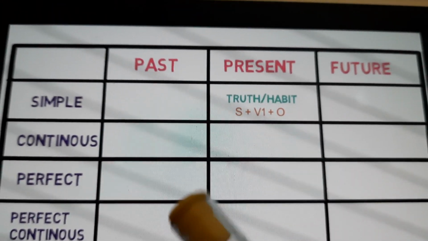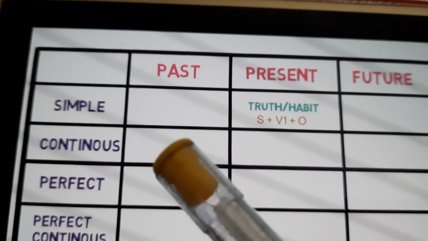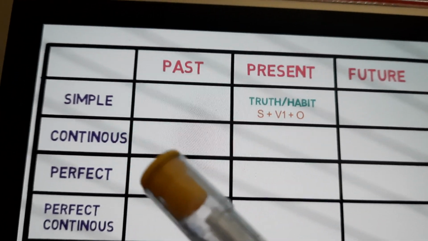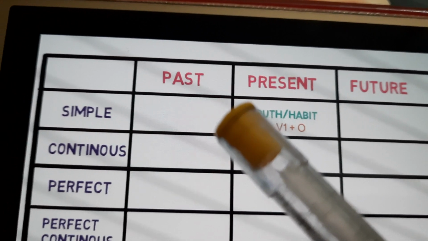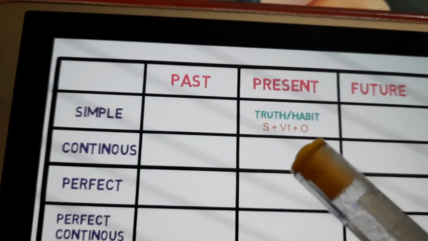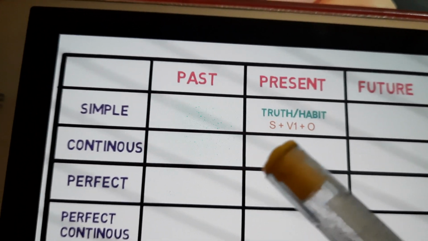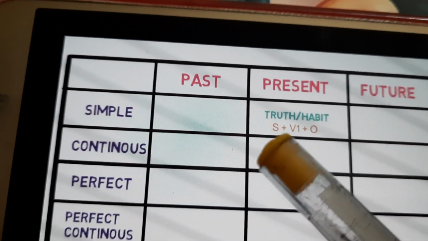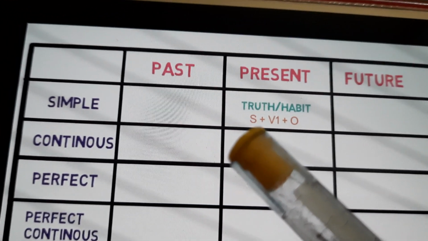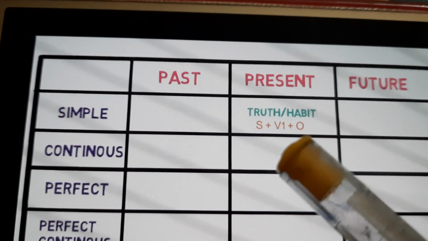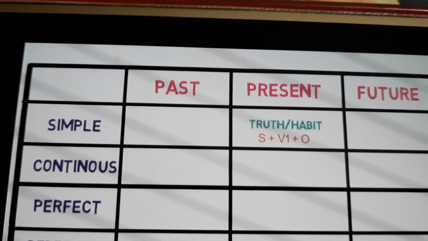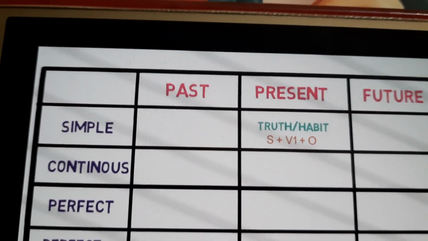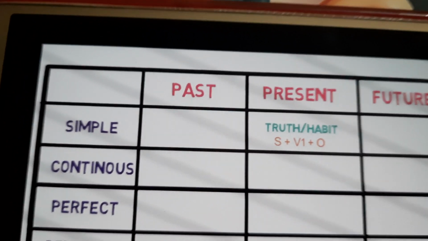Let us start with simple present tense. Simple present tense is used to express a habitual action or habit, or to express a general truth. Now, what is the form of simple present tense? You have subject plus verb 1 plus object. For example, I can say, he goes to office every morning.